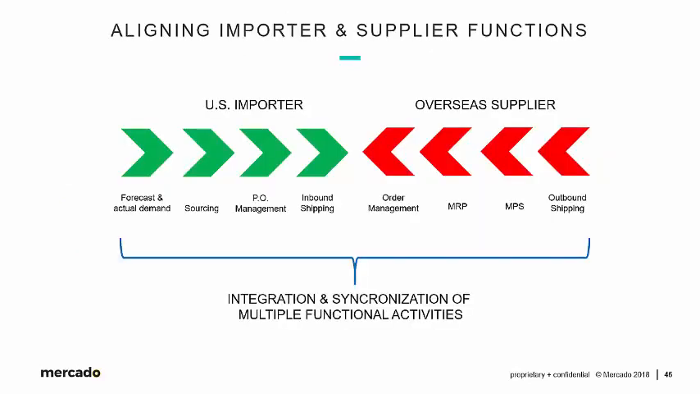Continuing with a little bit of our color coding, a visual representation of what we've been talking about. The title is Aligning Importer and Supplier Functions. The importer in the United States and the overseas manufacturer, the supplier of the finished goods that are being imported into the U.S. On the left-hand side in green, the U.S. importer. On the right-hand side in red, our overseas supplier. Very consistent with what we just saw in prose form.